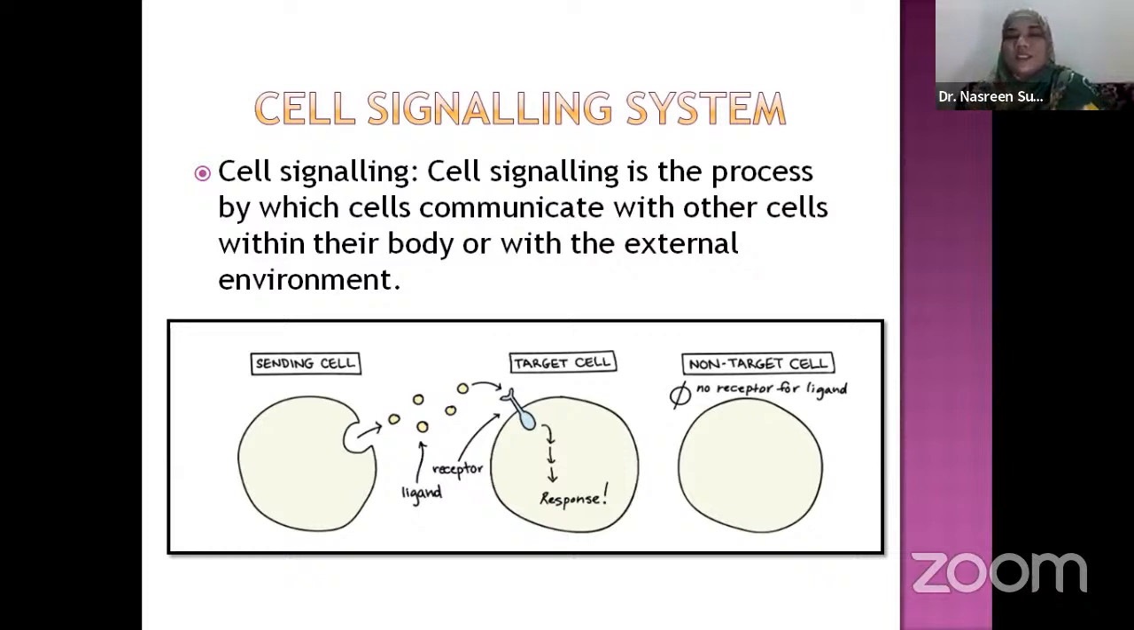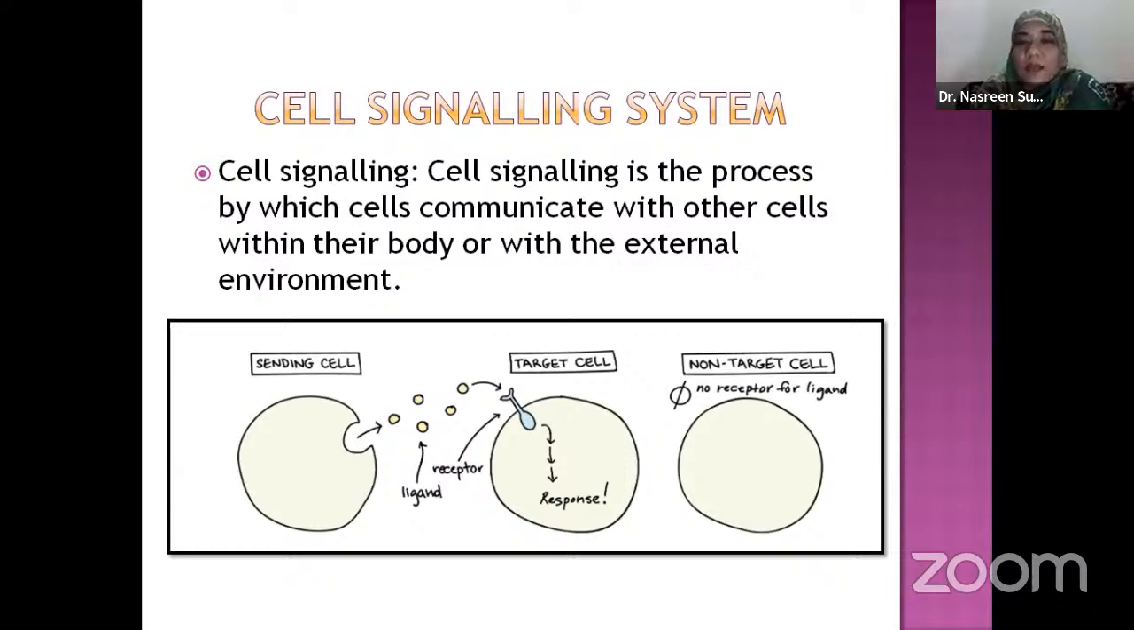Okay. So what is cell signaling? It is a process by which one cell communicates with another cell within the body or with the external environment. How will it communicate? One cell will be sending a signal through a messenger, that is your ligand. Now this ligand should go and attach to the other cell's receptor. How will it attach? There should be some specific point. That is nothing but your receptor.